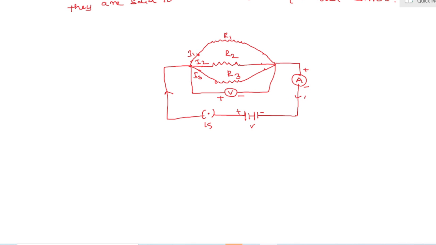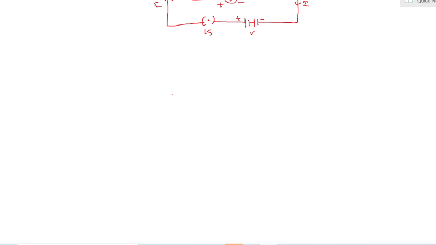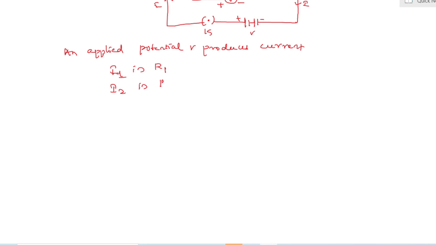Flowing, this indicates a current I. The following figure shows the connections of resistors in parallel, and applied potential V produces current I1 in R1, I2 in R2 and I3 in the third resistor R3.